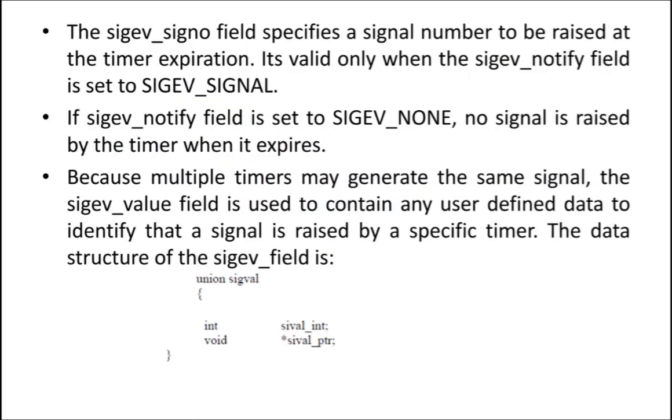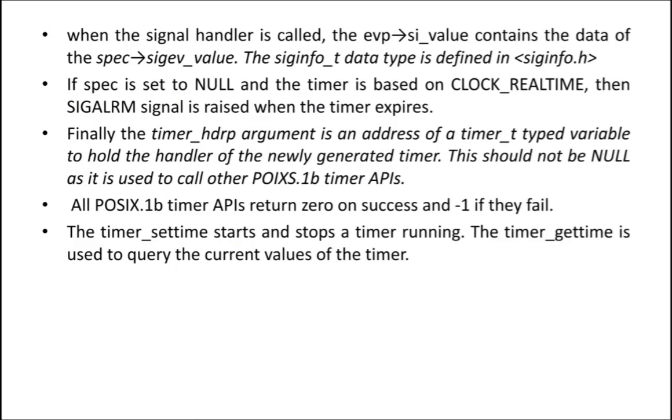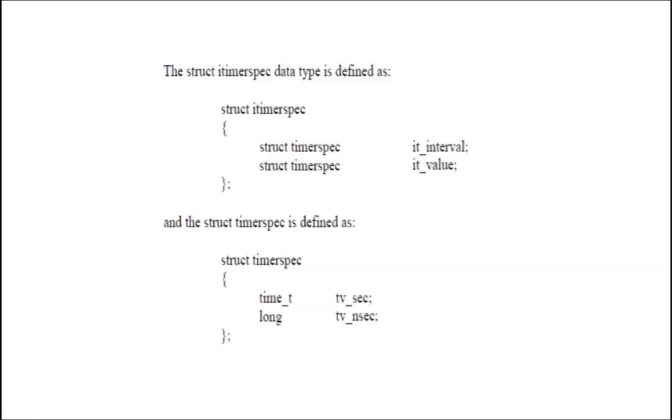Why did I use them? The timer set time is mainly used to start and stop the timer. You can start and stop a timer using the function timer_settime, and timer_gettime is used to query the values of the timer. If you want to know the current value of your timer, you can fetch those values using the API timer_gettime, right?